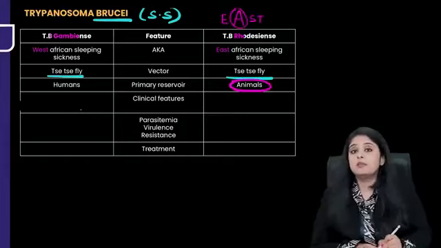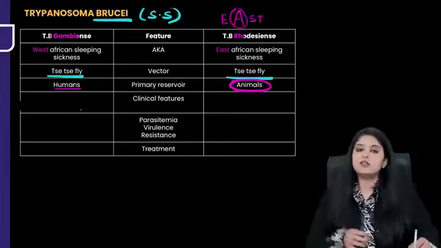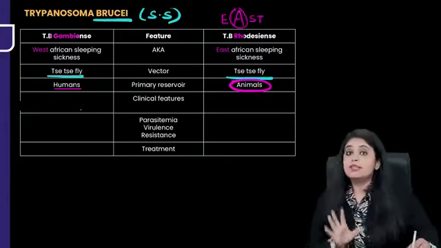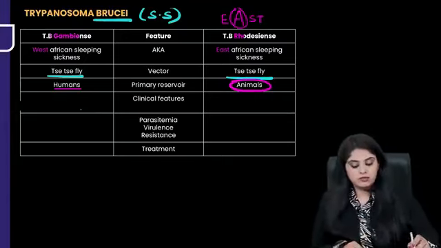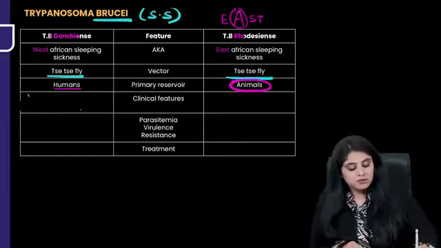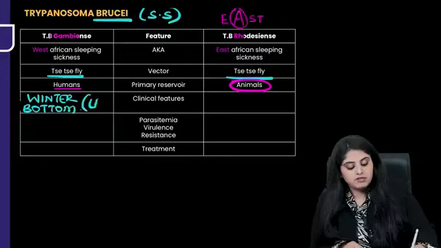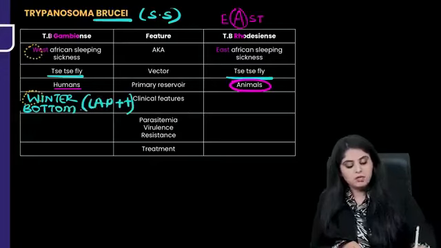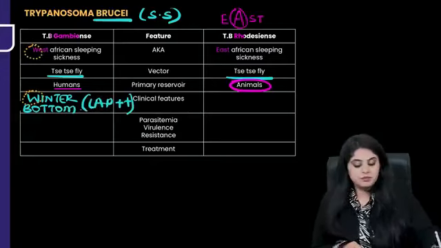Animal involvement will happen in East African sleeping sickness, whereas West African is only to do with humans. So in East African there is going to be animal involvement. Next, the most important question: which of them shows you the Winterbottom sign? Firstly, what is Winterbottom sign? Winterbottom sign means there's a lot of lymphadenopathy present. So W for W, Winterbottom sign will be seen in West African sleeping sickness.